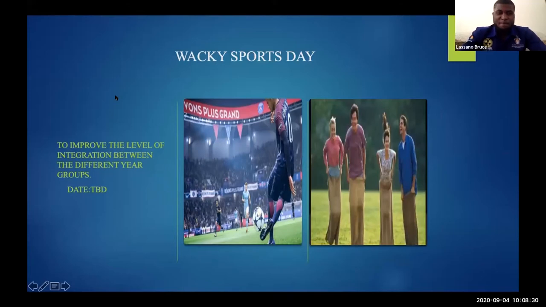So the Wacky Sports Day, which was one of the big events for us last year as well, we use this event to basically improve the level of integration between the different year groups. Last year we had games such as Uno, dominoes, chess, we even had a FIFA competition, bun eating contests, and soda drinking contests. We had a lot of fun, but things will have to be different this year. More than likely, we'll be using a virtual space for the games. Further details will be given when I dialogue with the Games and Activities Coordinator. But this is one such event that most persons look forward to throughout the course of the year.